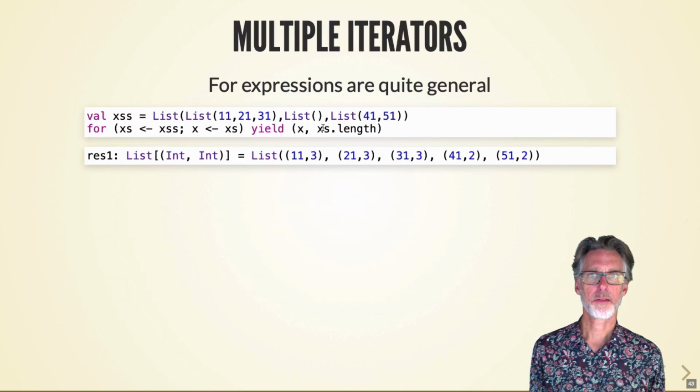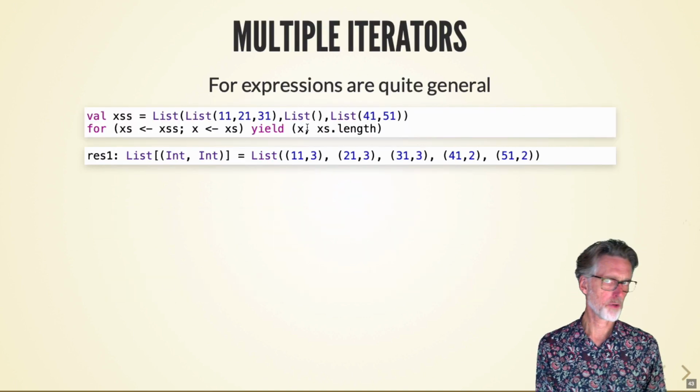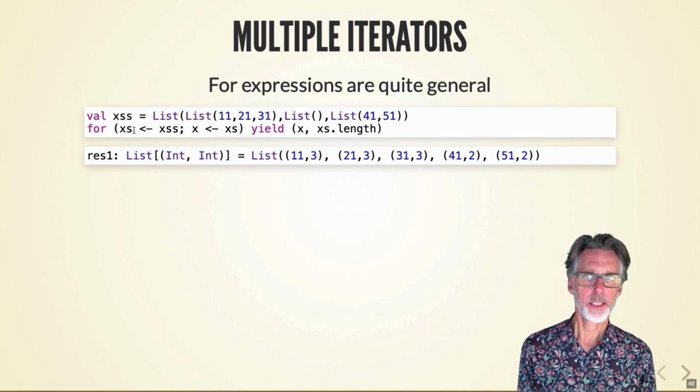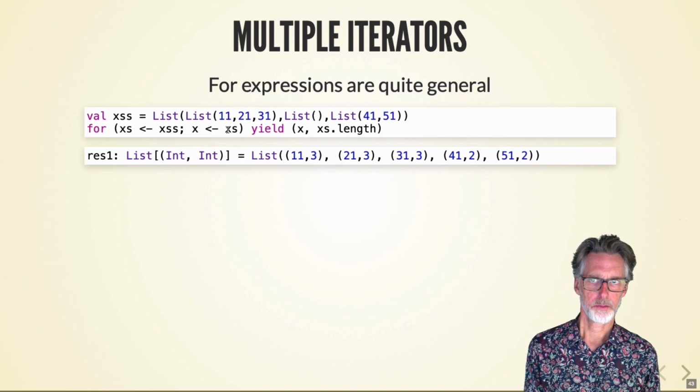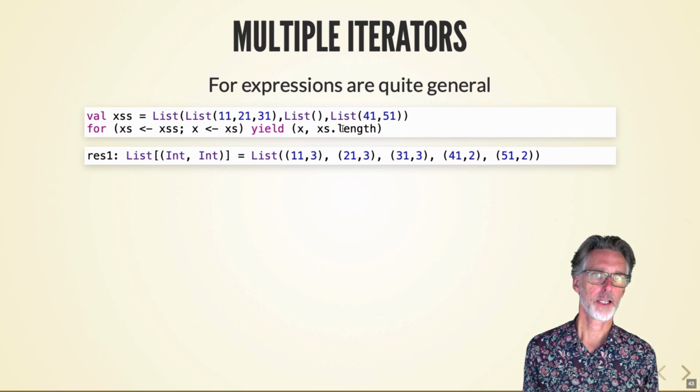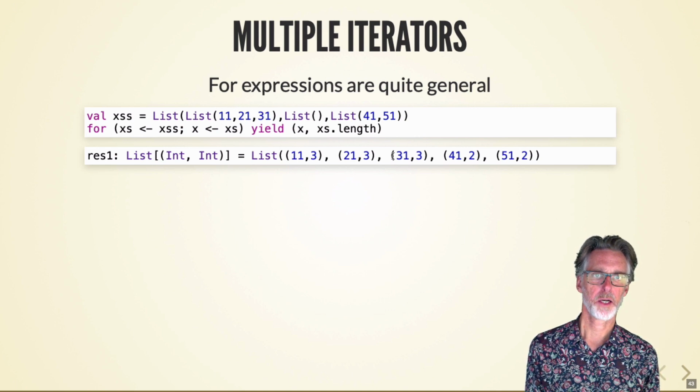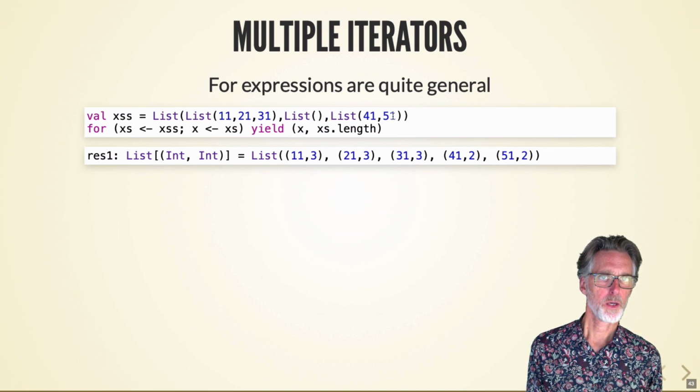We can do interesting things here, though. We can do transforms as we perform this. So for example, here, I will take the elements of the list and pair them with the length of the list that they came from. So you can see in this case, 11 gets 3 because it's from a list of length 3, as does 21 and 31. But here, 41 and 51 get 2 because they're from a list of length 2.